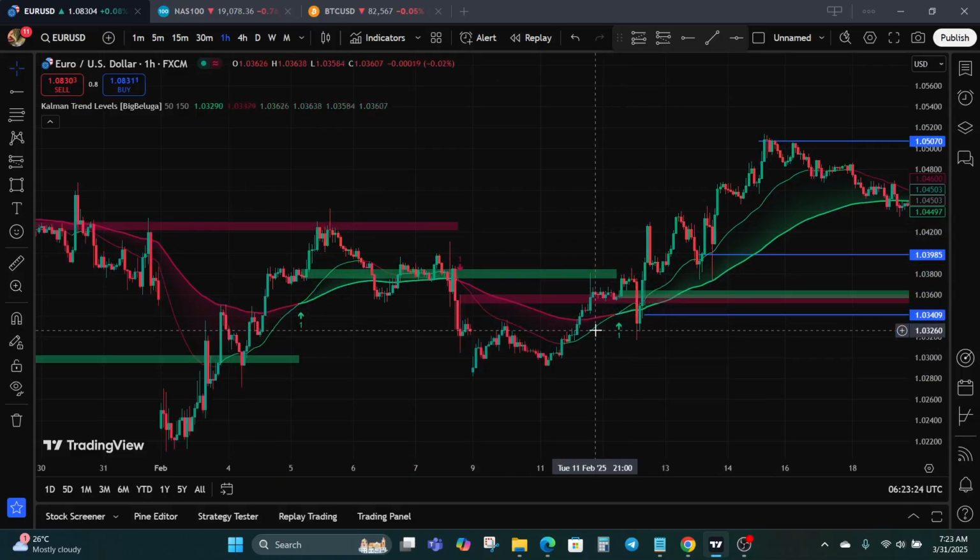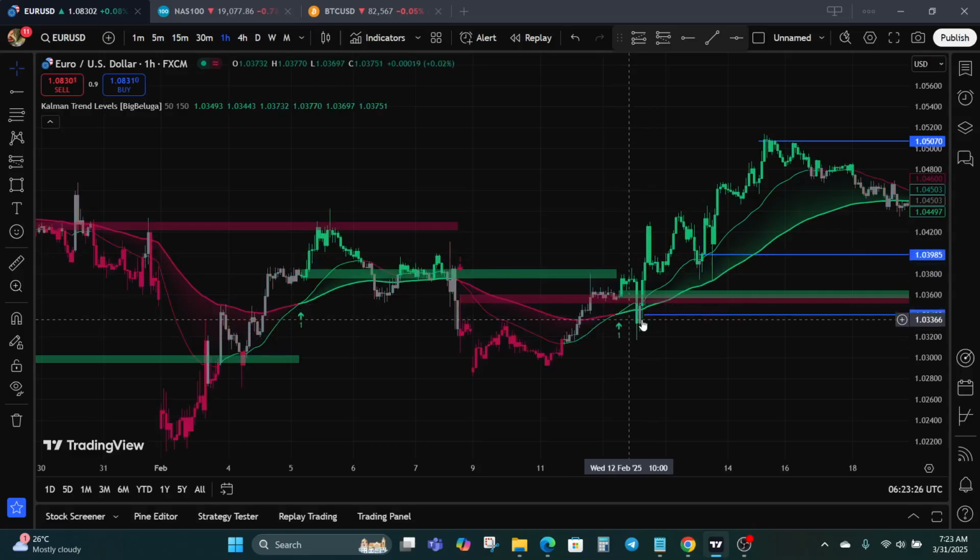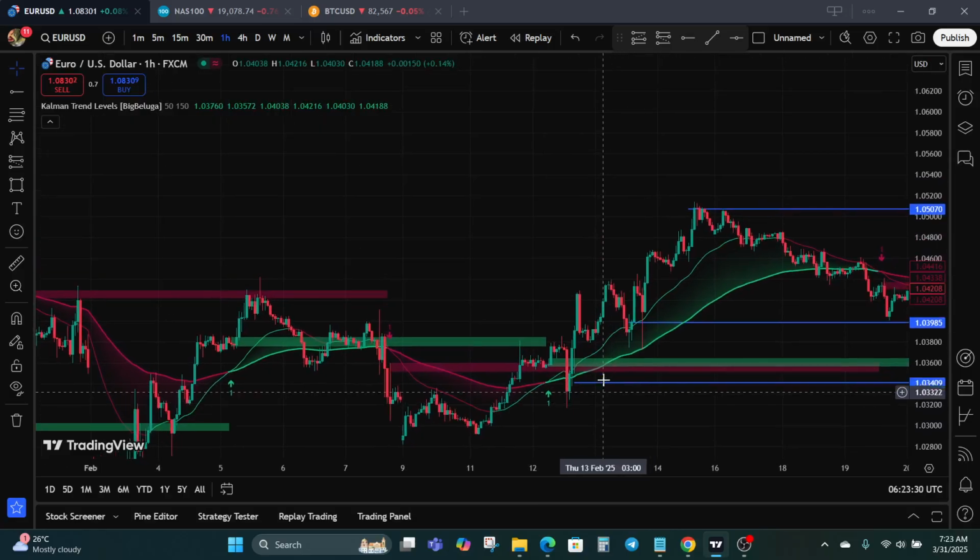Okay, here again, we had a bullish crossover. We had a green candle, a bullish crossover, a green arrow pointing upwards, and then you can see price getting rejected around the support. So this was a great place to enter a buy.